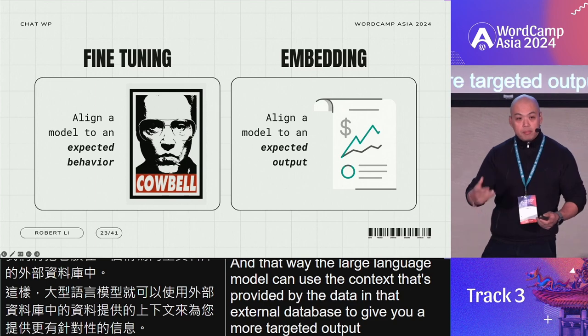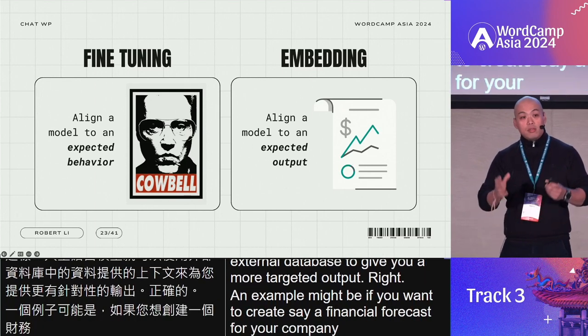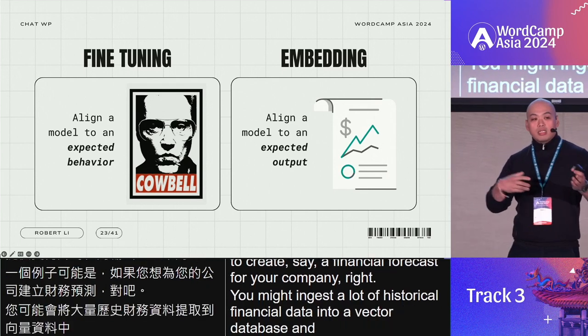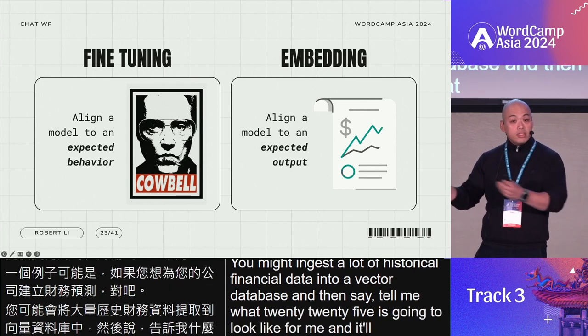An example might be, if you want to create, say, a financial forecast for your company, right? You might ingest a lot of historical financial data into a vector database and then say, tell me what 2025 is going to look like for me. And it'll spit out something that looks very similar to what you ingested.